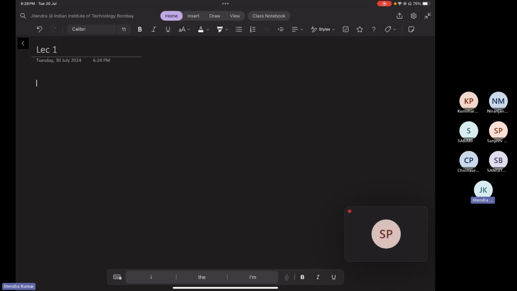electrodynamometer type of instruments. What are the differences between PMMC type of instruments and electrodynamometer? Do you have any idea, anyone? Basically, the name itself mentions what PMMC is and what electrodynamometer is. So first, PMMC. Let me start writing.